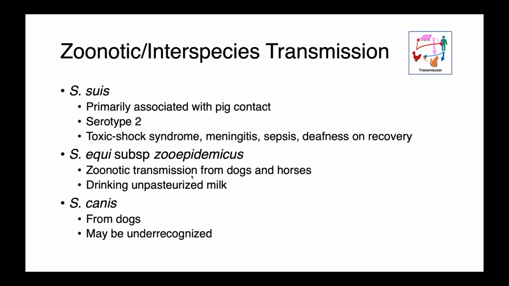Zoonotic transmission is really important to keep in mind when considering the streptococci. Strep suis is primarily associated with pig contact. It's primarily serotype 2, and the diseases we're concerned with in people are toxic shock syndrome, meningitis, sepsis, and deafness on recovery. So very, very serious. Strep equi, subspecies zooepidemicus, has been reported in people transmitted from dogs and horses, as well as those who have drunk unpasteurized milk. Strep canis infections in people are less well recognized, although transmission from dogs may also occur.